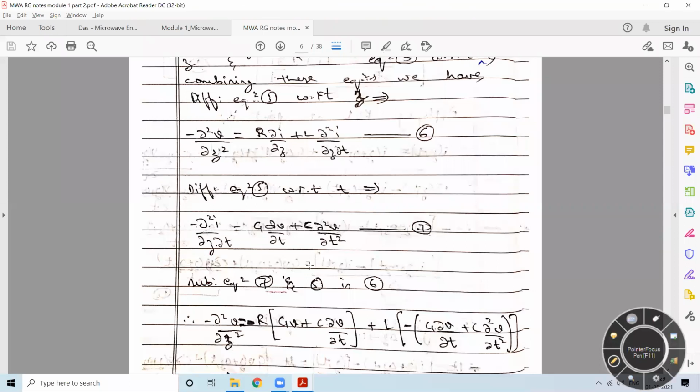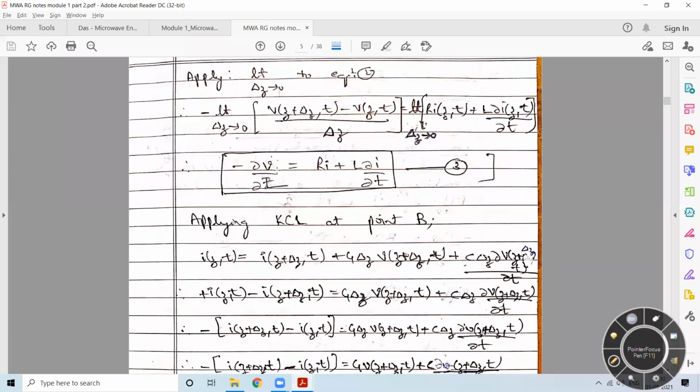This is the equation I'll be getting after the differentiation of the previous equation with respect to t, wherein ∂²I/∂z∂t is given by G into ∂V/∂t plus C into ∂²V/∂t². Now I consider equation 6 and equation 7 and substitute them in the previous equation we had obtained.